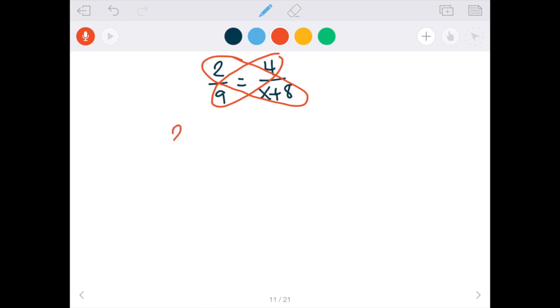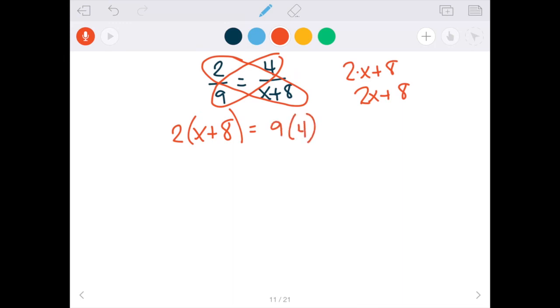So 2 times x plus 8, I'm going to write like this. It's 2 times the whole thing. I can't write it like this because that would give me 2x plus 8, and it's not just 2 times x, it's 2 times all of it. So we have to put the x plus 8 in parentheses, and 9 times 4. This is really what it looks like.